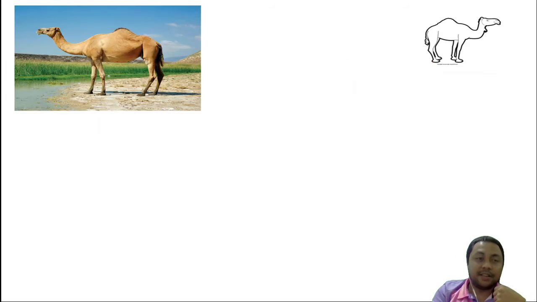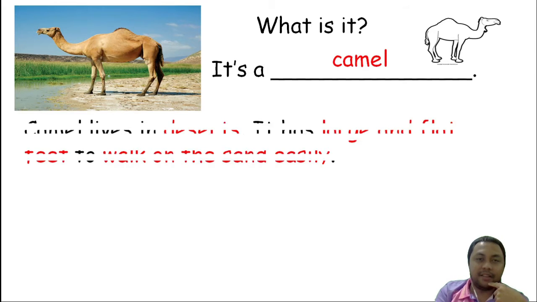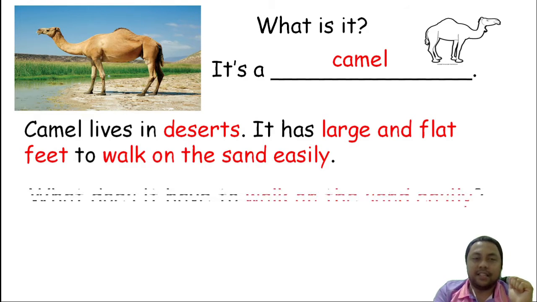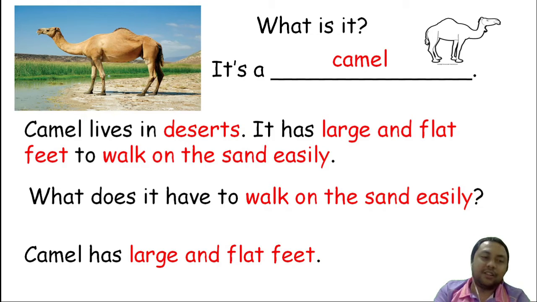Okay, next. What is it? It's a camel. Camel lives in deserts. It has large and flat feet to walk on the sand easily. Question, what does it have to walk on the sand easily? Camel has large and flat feet. Large and flat feet. Okay?